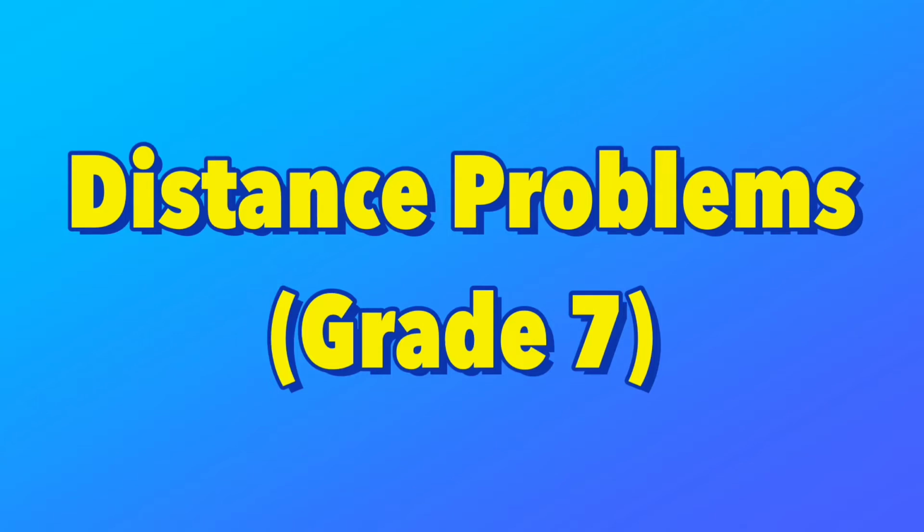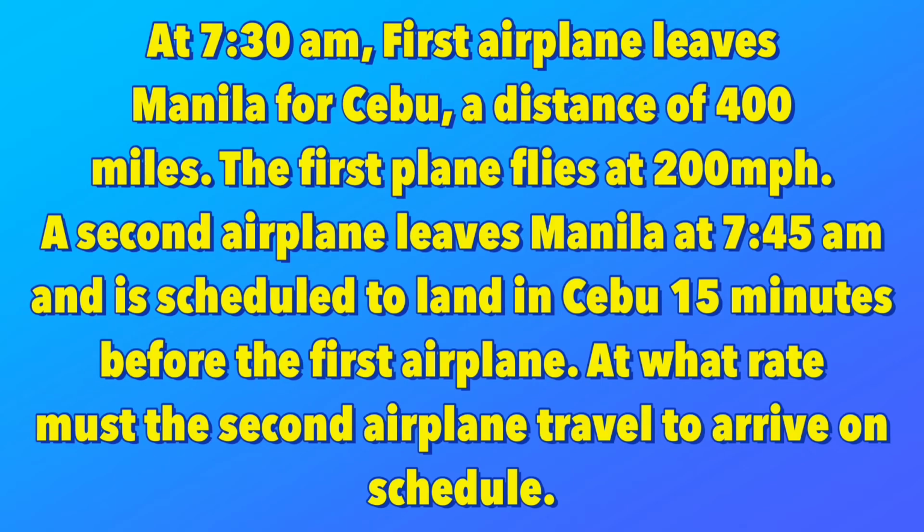Distance Problems Part 3, Grade 7, Number 5 problem. At 7:30 a.m., the first airplane leaves Manila for Cebu, a distance of 400 miles. The first plane flies at 200 miles per hour. A second airplane leaves Manila at 7:45 a.m. and is scheduled to land in Cebu 15 minutes before the first airplane. At what rate must the second airplane travel to arrive on schedule?